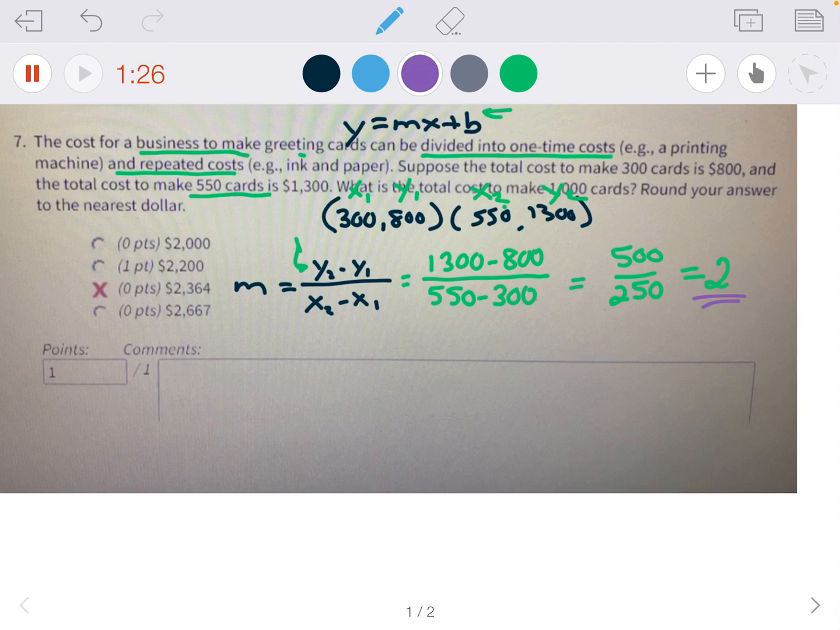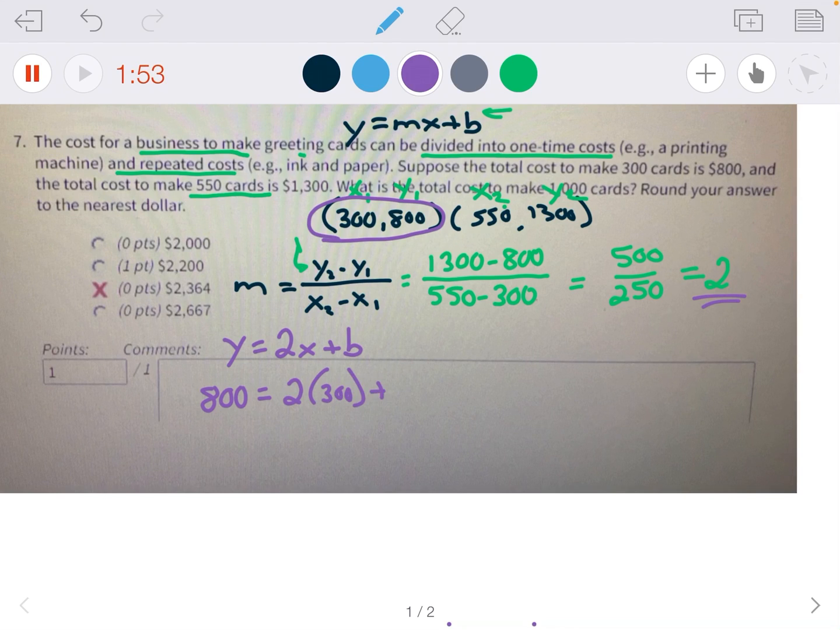So we did a good job getting that. Now I'm going to plug that 2 into my formula: 2x plus b. Then you pick one of these values, and you chose the 300 and 800. Now remember, your 300 is your x value and your 800 is your y value. So my x value is 300.